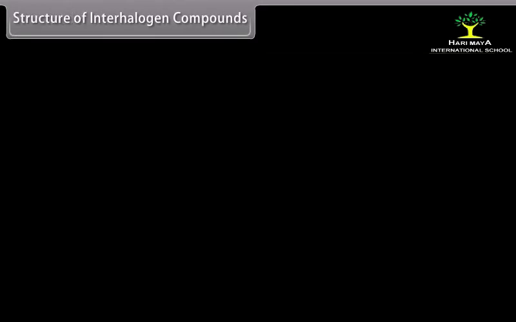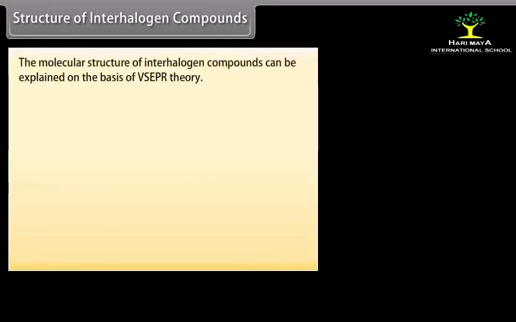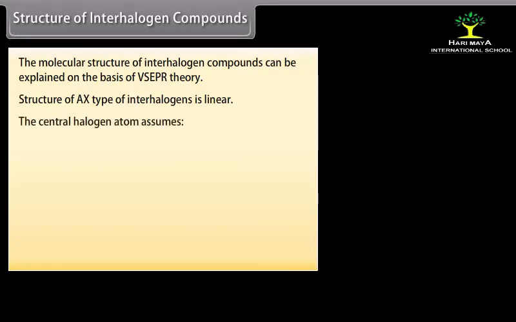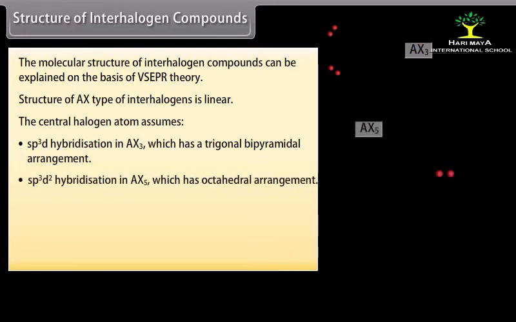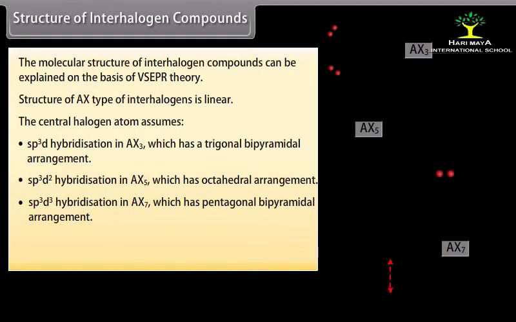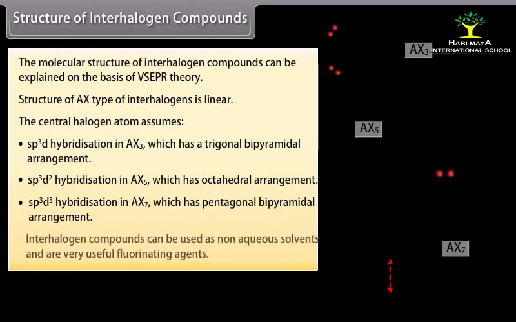Structure of interhalogen compounds. The molecular structure of interhalogen compounds can be explained on the basis of VSEPR theory. The structure of AX type of interhalogens is linear. The central halogen atom assumes sp3d hybridization in AX3, which has a trigonal bipyramidal arrangement, sp3d2 hybridization in AX5, which has an octahedral arrangement, and sp3d3 hybridization in AX7, which has a pentagonal bipyramidal arrangement.